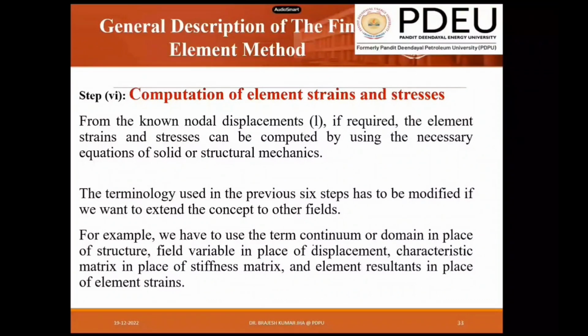Computation of element strain and stress can be done. Any analysis for completeness, compactness, and the convergence criteria can be applicable. Once we go through all the points, finally analysis of the result is also required. So completeness, compactness, and convergence are also required to study.